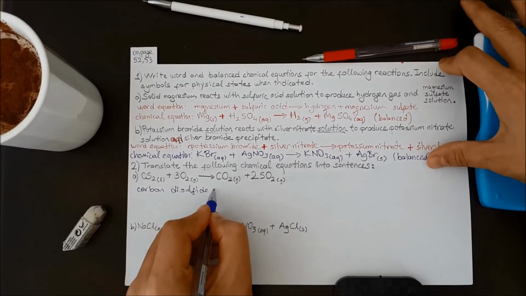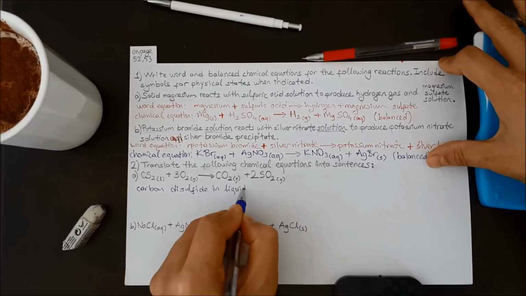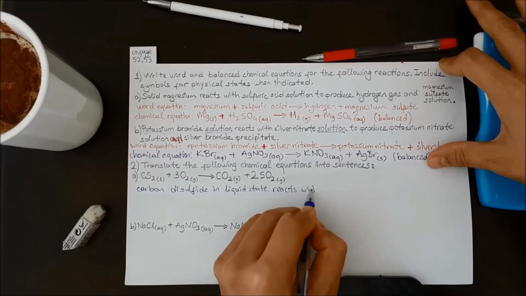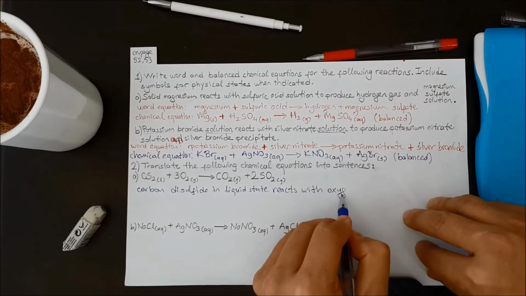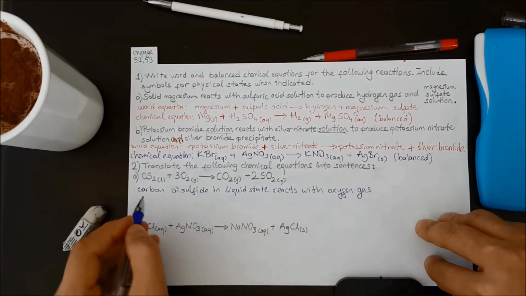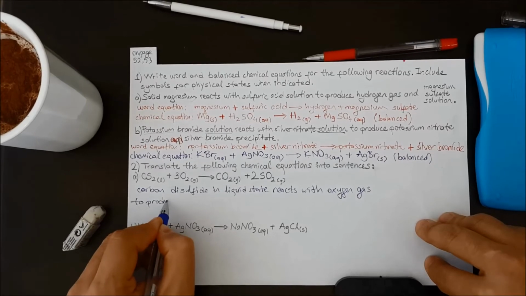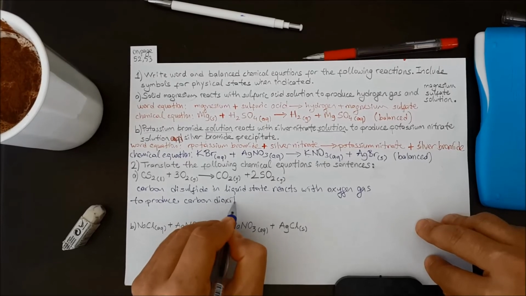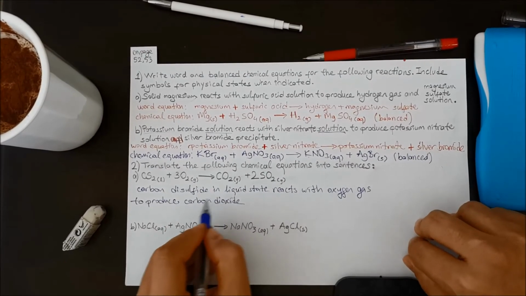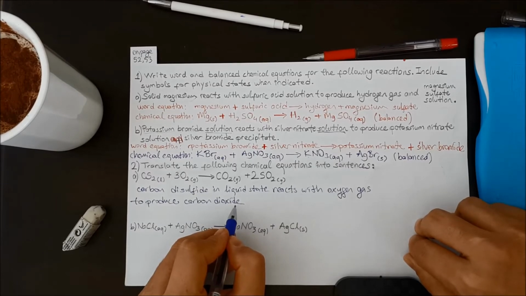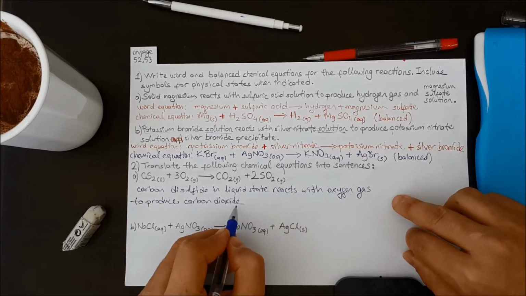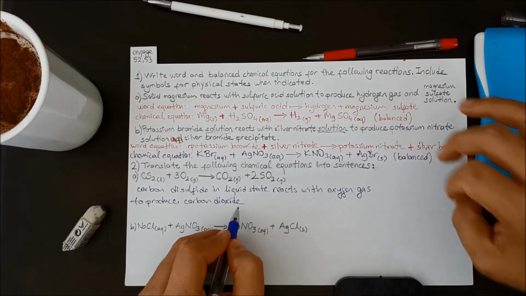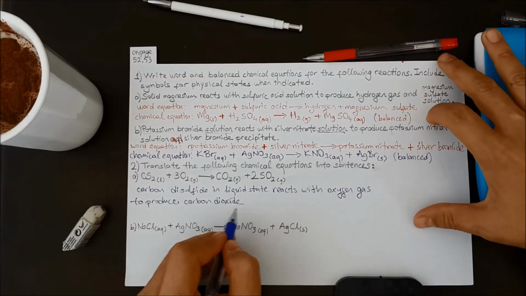Carbon disulfide in liquid state reacts with oxygen gas to produce carbon dioxide gas. Here also you can see we use mono, di, tri because both carbon and oxygen are nonmetals. For this reason, naming of binary molecular compounds contains Latin numbers: mono, di, tri, tetra, penta, hexa, hepta, octa, nona, deca, and so on.